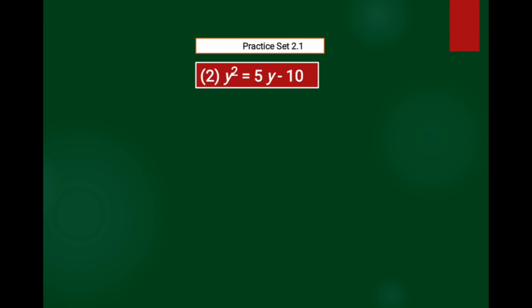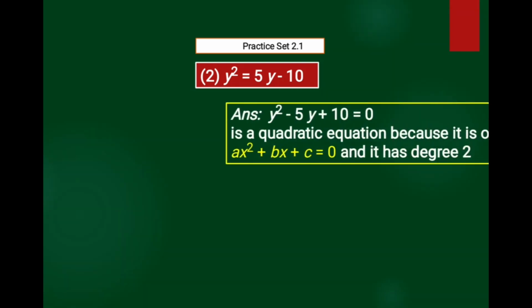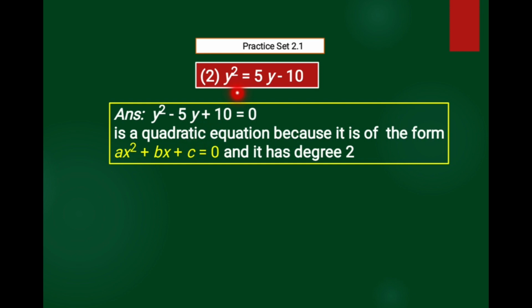Second, y square equals to 5y minus 10. If it is not directly clear from the given equation, you write the given equation in general form. So after transferring this 5y to the left hand side and minus 10 to the left hand side, in general form we get y square minus 5y plus 10 equals to 0.